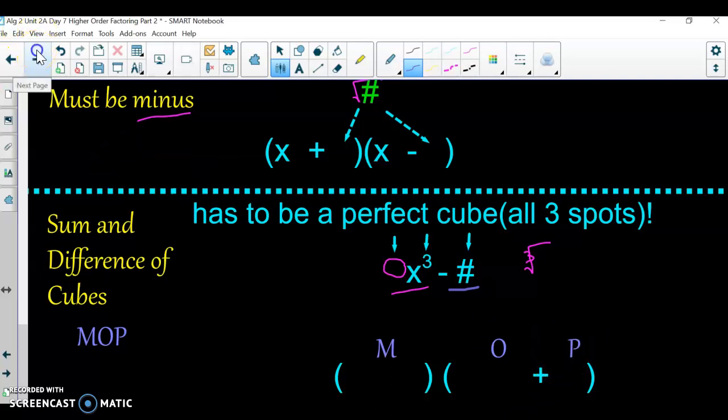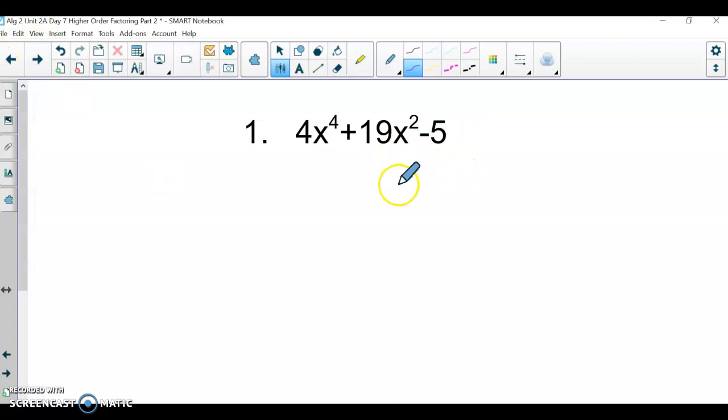Now we're going to do some examples together. So I have right here 4x to the fourth plus 19x squared minus 5. First thing we look at: is there a GCF between 4, 19, and negative 5? No. So now we're going to use the ABC method. With the ABC method, we have that a equals 4, b equals 19, c equals negative 5.